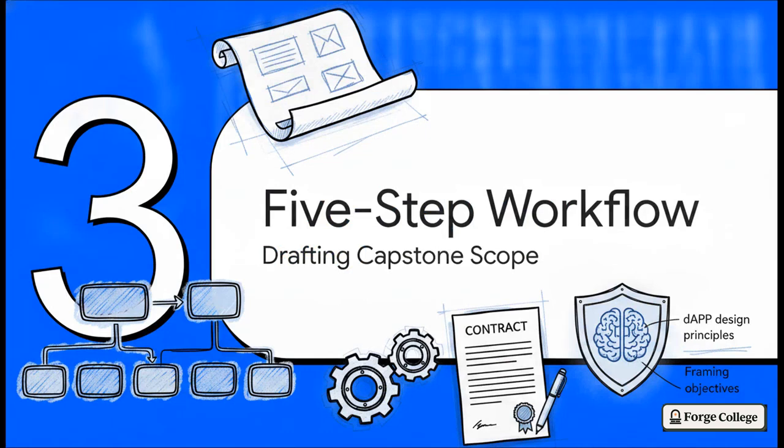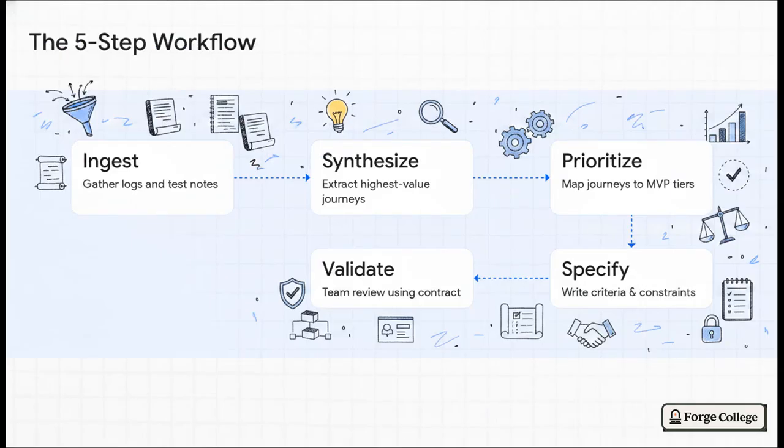Okay, Section 3, the 5-step workflow for drafting your Capstone scope. You don't have to just guess how to create your blueprint and contract. We actually have a repeatable manufacturing process to build them. This 5-step workflow takes your raw iteration logs from previous lessons and engineers them into a highly structured, highly testable scope document. The 5 steps are simply ingest, synthesize, prioritize, specify, and validate.